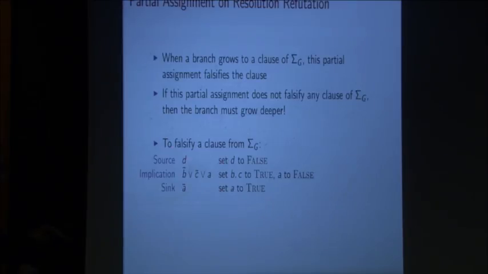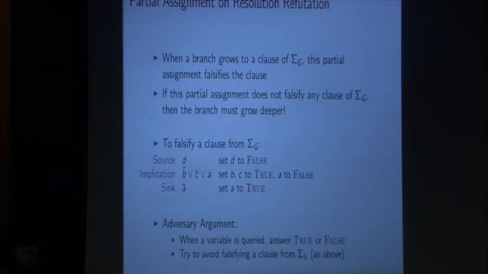So remember that to falsify a clause means that I have to set a source variable to false, or for an implication, I have to set B and C to be true and A to be false to falsify it, or I will set the thing to be true. And the adversary wants, whenever a variable is created, to answer true or false in such a way that tries to avoid falsifying a clause from the Pebble contradiction. If you make a game out of this, the number of answers you get will lower bound the depth of resolution refutation.